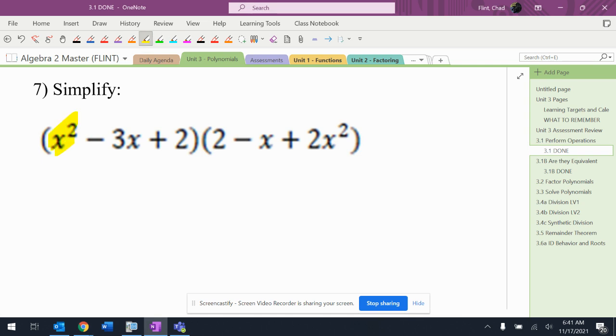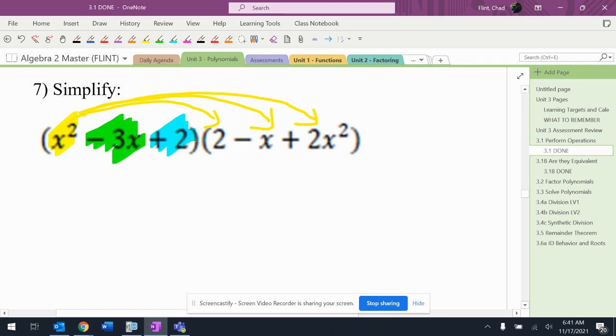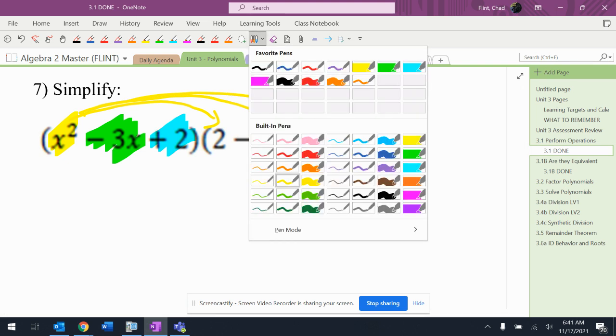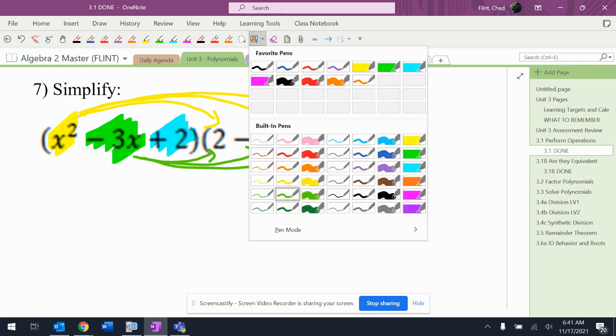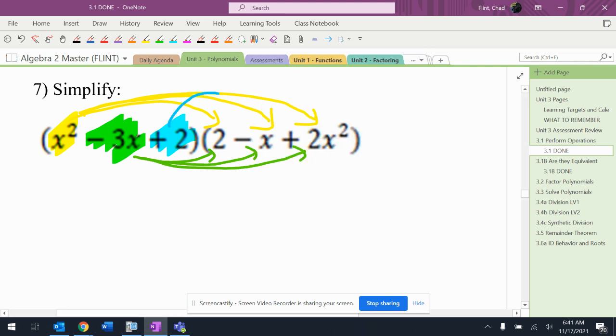I would highlight this first term and then highlight the second term and then highlight the third term. And then I'm going to use a pen of that color for each of those arrows and to write things down. All right, so I'm going to go one, two, three distributions. I'm going to find a green pen that's close to that thing. One, two, three distributions. And I'm going to find a blue pen that's pretty close to that. And I'm going to go one, two, three distributions. All right.